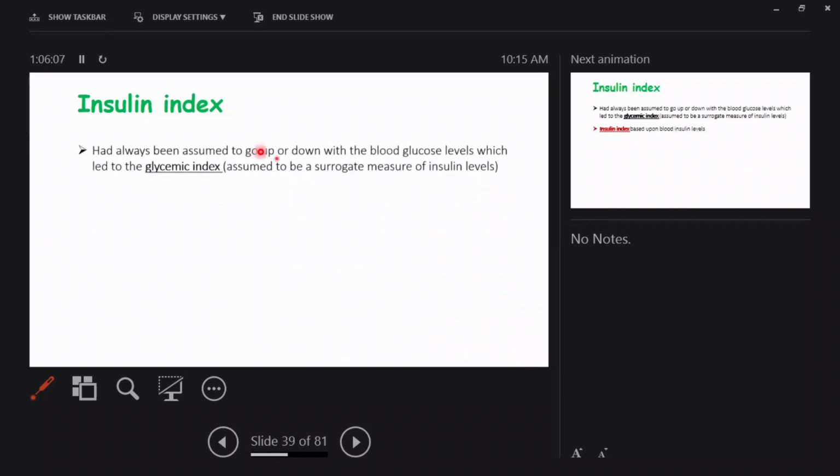Insulin index. Insulin index had always been assumed to go up and down with the blood glucose level, which led to the glycemic index, assumed to be a surrogate measure of insulin level. I'm sure that most of you have heard about the term glycemic index, right? What is glycemic index? Please find out what is glycemic index.